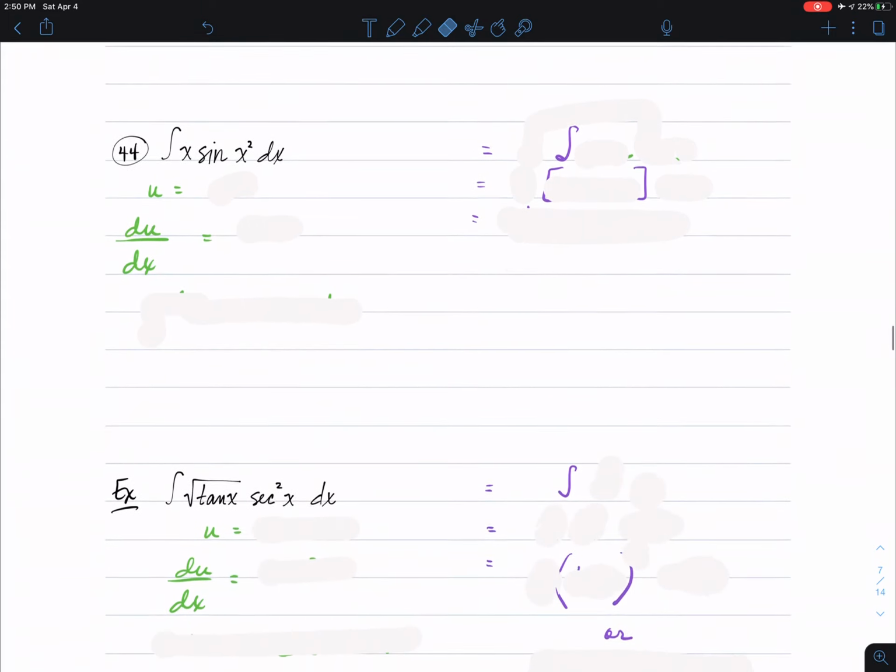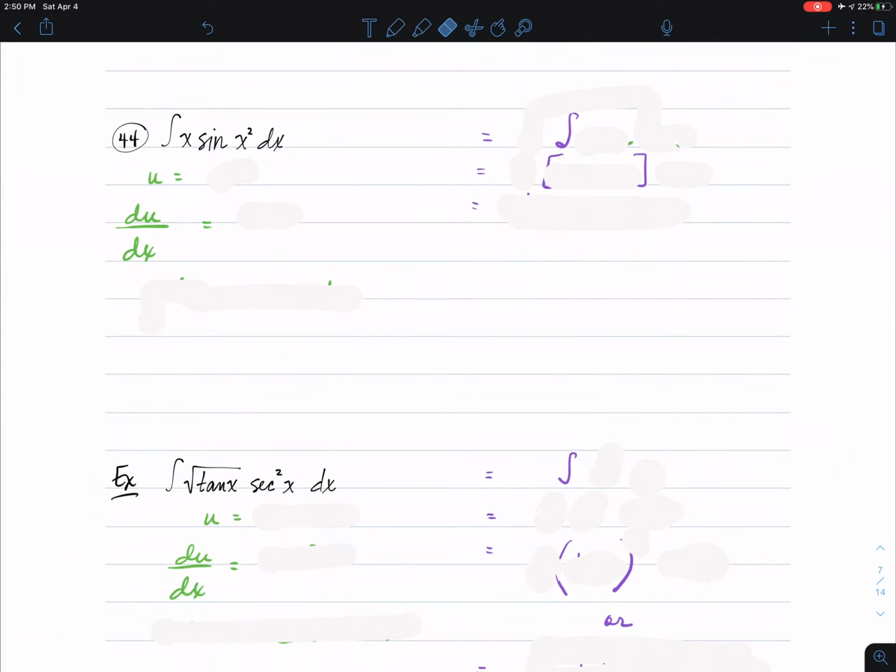All right, number 44. I would say that the inside is going to be the x squared. Derivative is 2x. Move the dx over to the other side. Notice that I went ahead and moved the 2 because I need an x and a dx to be replaced. There's no extra 2 in there.